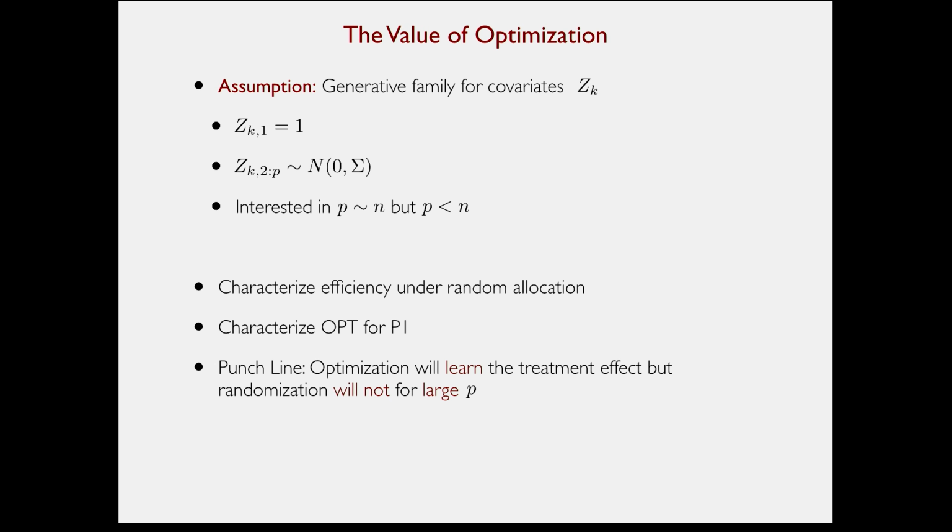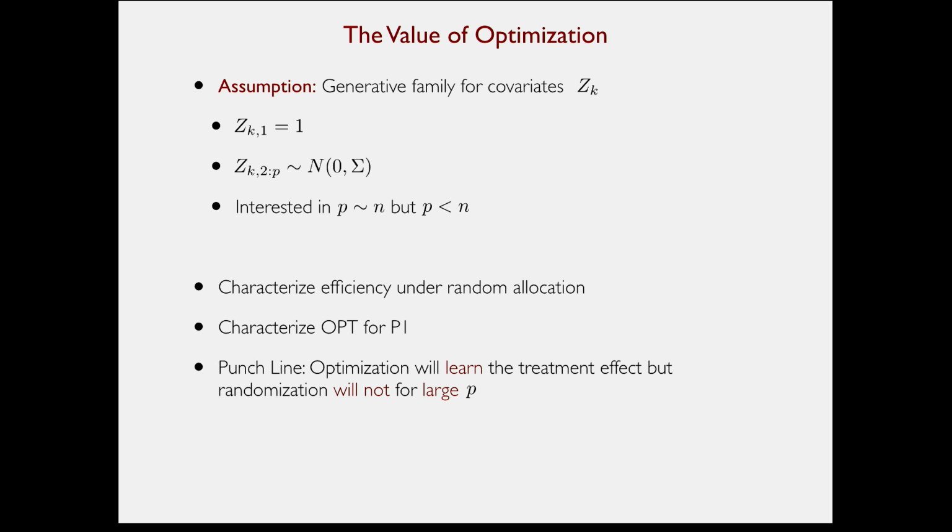I'm going to pick a very simple generative family of covariates. The first component of this covariate vector has to be 1. If it's not 1, you can't necessarily think about this as A-B testing. Otherwise, you could assign everything to A and still learn the impact on B. So the first one is always going to be 1, and that's just a convention. The rest is just a normal random vector. So assume that these covariate vectors are normal random vectors.